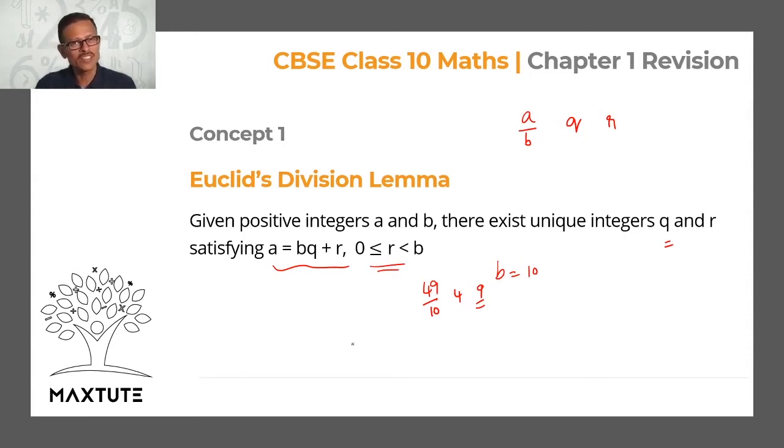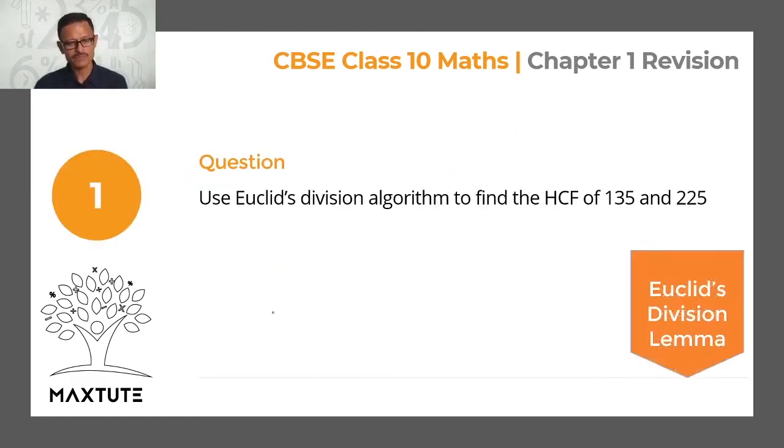How is this concept actually tested when it comes to the CBSE examinations? They use this division lemma to basically find out the HCF of numbers. So let's take a very simple example and run through that. The questions have explicitly stated that you can find the HCF using prime factorization too. There have been years where they have explicitly stated: use Euclid's division algorithm to find the HCF of 135 and 225.